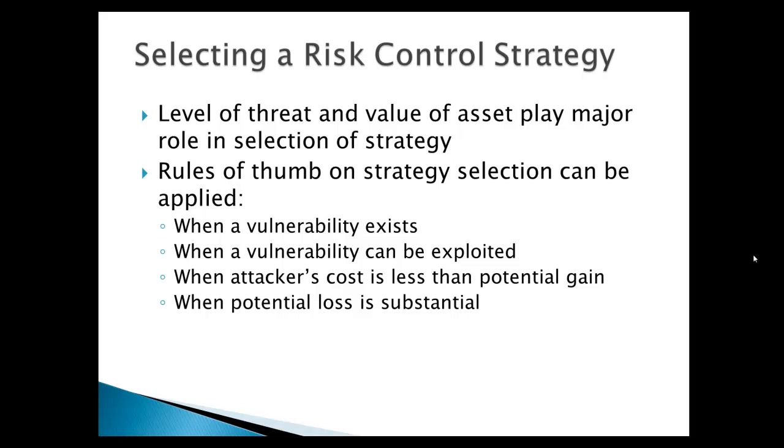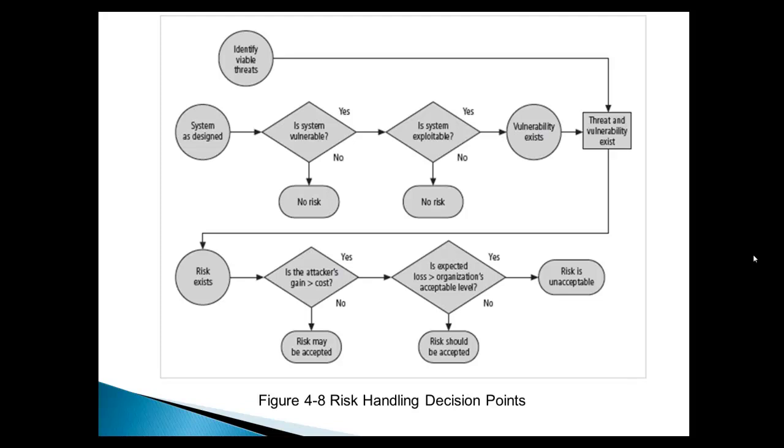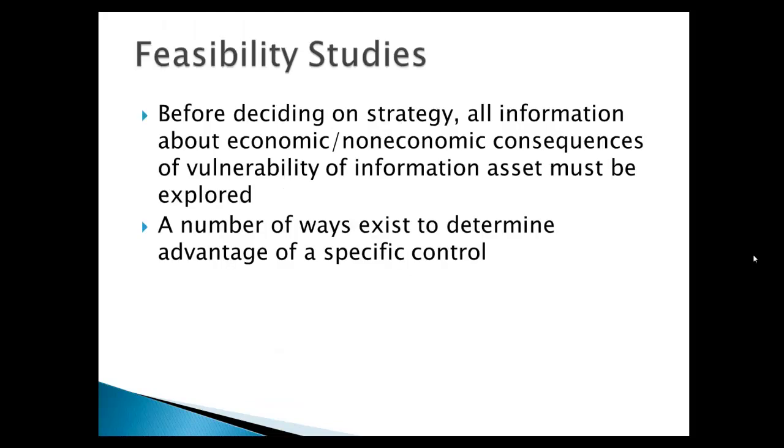For example, using system controls to limit what the system user can access and do, thereby significantly reducing an attacker's gain. And then when the potential loss is substantial, apply design principles, architectural designs, and technical and non-technical protections to limit the extent of the attack, thereby reducing the potential for loss. Basic risk handling decision points that you can look at on your own, but again, it's just a flow chart that walks you through the risk handling decision process as it relates to what type of control strategy you may wish to use.